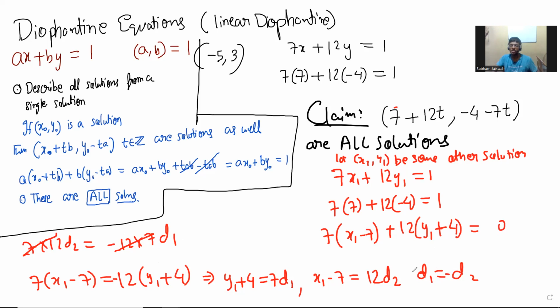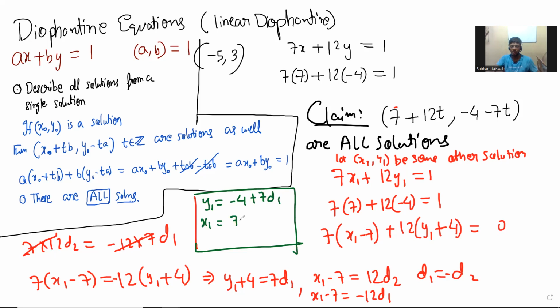Okay, and so then what do you get? Let's just change the d2, so this becomes minus d1. So x1, what do we finally get? What we finally get is, pay attention, y1 is minus 4 plus 7 d1, and x1 is 7 minus 12 d1, which is what you wanted, some t.